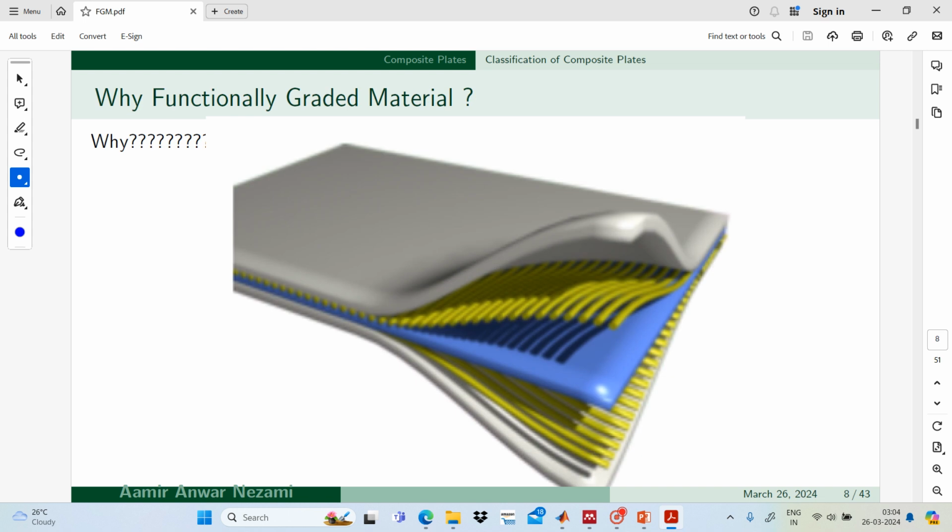So why do we use the functionally graded material? The first question that comes to our mind is why we came to the functionally graded plates. Why not the laminated composite plates? So we can see that laminated composite plates are having one drawback. That is a very major drawback. What is that? That it gets delaminated at its interfaces when the material properties are changing at the macroscopic level. So the gradation, due to that it changes.